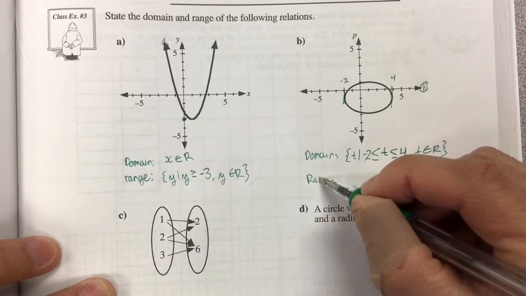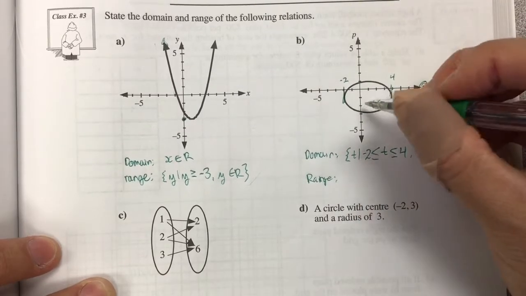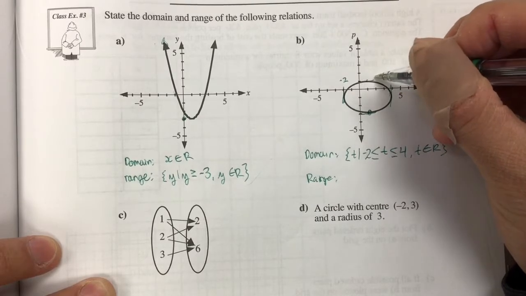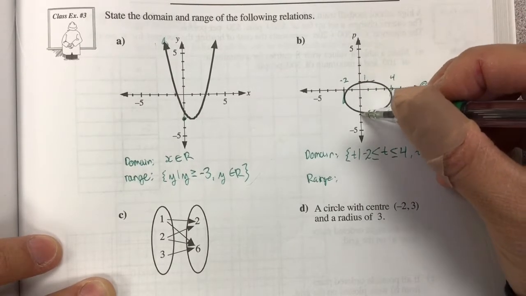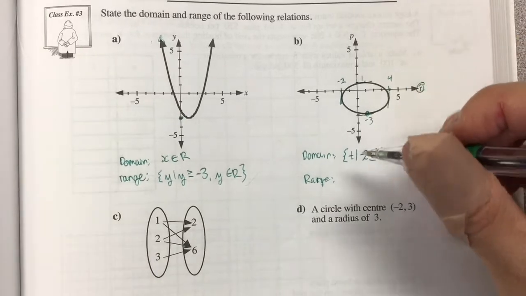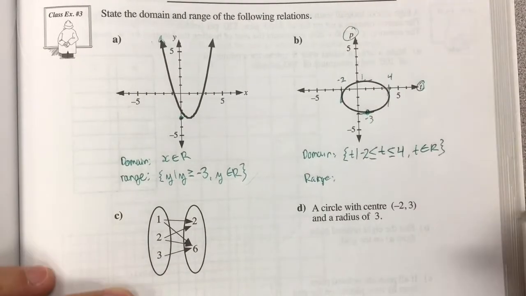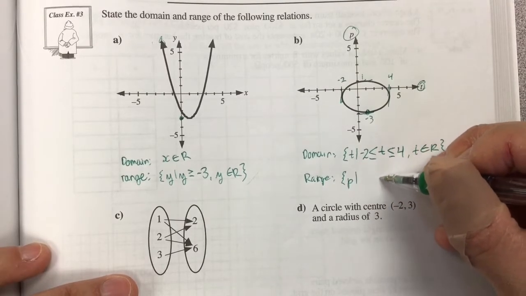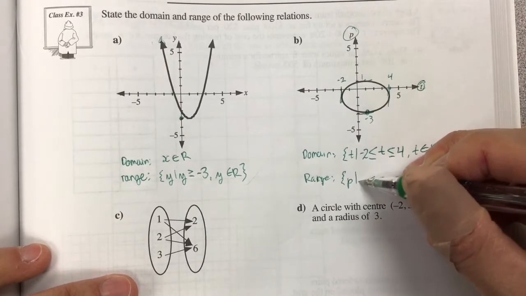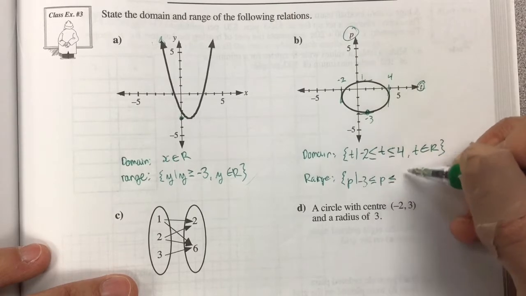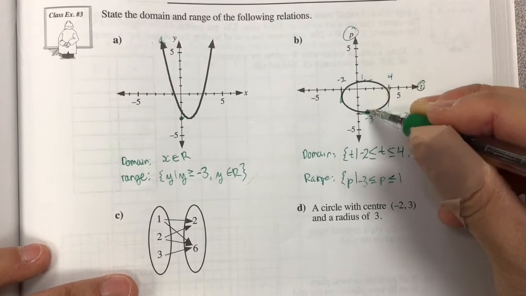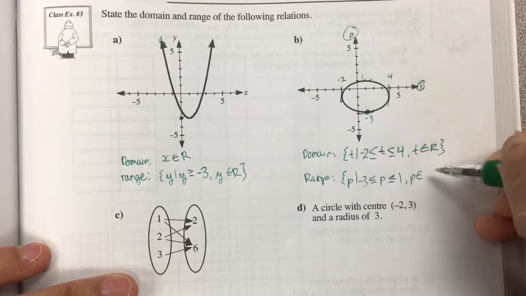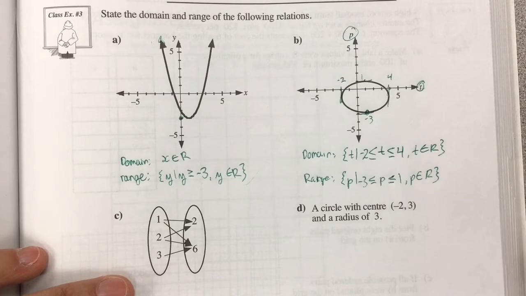And for our range, we'll take the same approach, but again, we're looking at the vertical axis now. Looks like I'm at +1 and -3 here. And these are p values. And so we're going to say that p such that p has to be greater than or equal to -3, but less than or equal to +1. So that's the lowest point of my graph and the highest point of my graph. And p is also an element of real numbers.